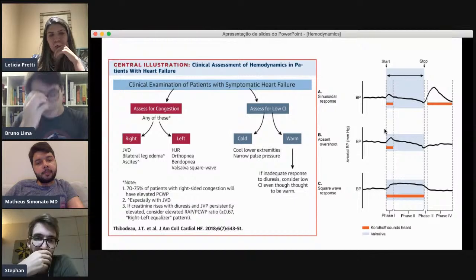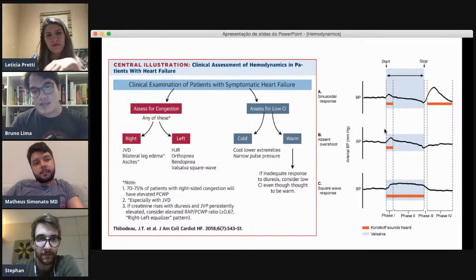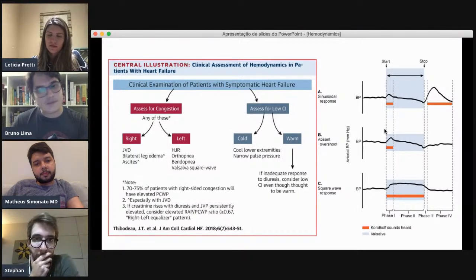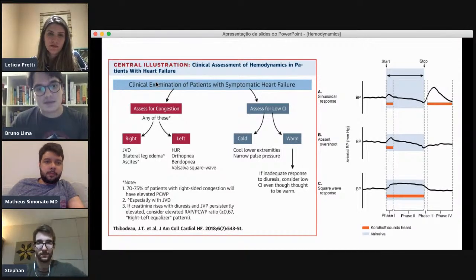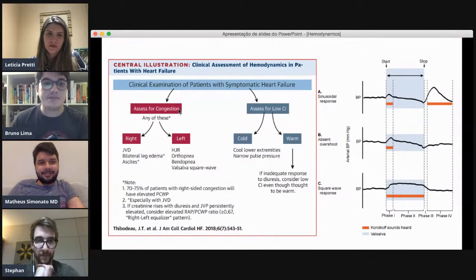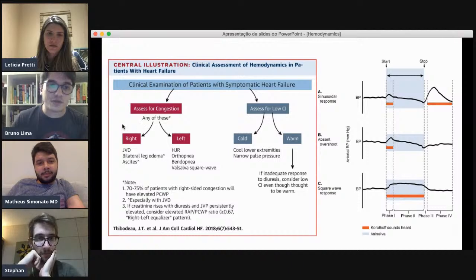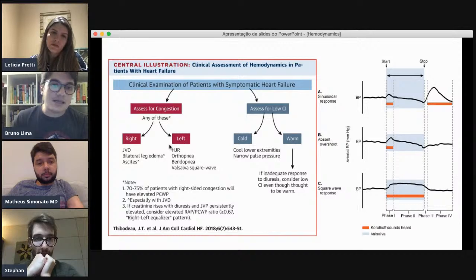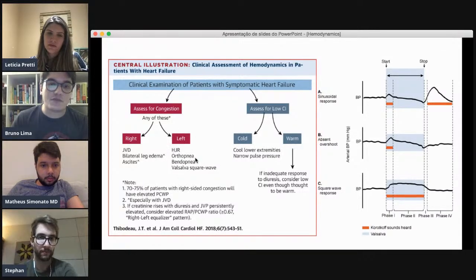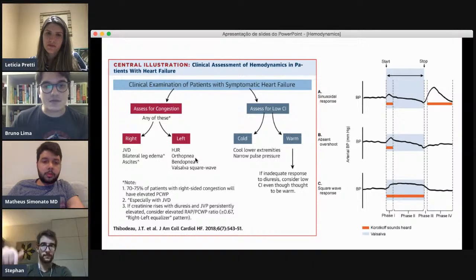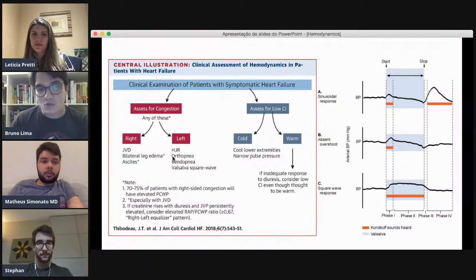So heart failure, putting a probe, you see how easy it is, put a probe over there. I mean, you can also do a physical exam, right? But sometimes it's not consistent. You can assess for congestion on the right side. You see if he has leg edema, ascites, all of those classic things. See if there are any signs of congestion on the left side, like hepatojugular reflux. Ask the patient if he has orthopnea, bendopnea. That's something that is really important.